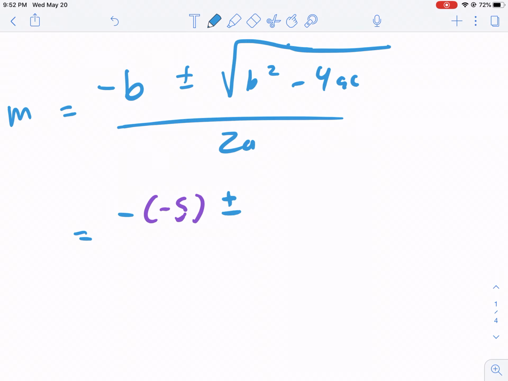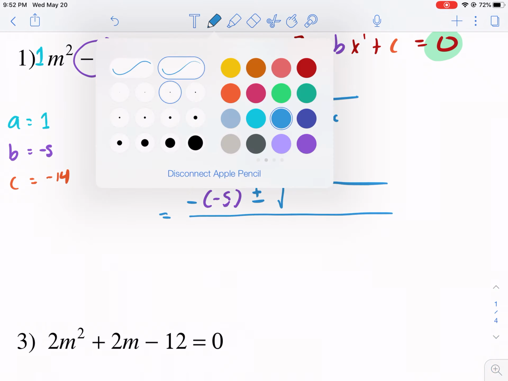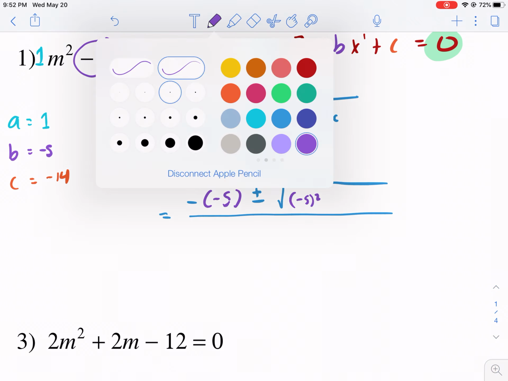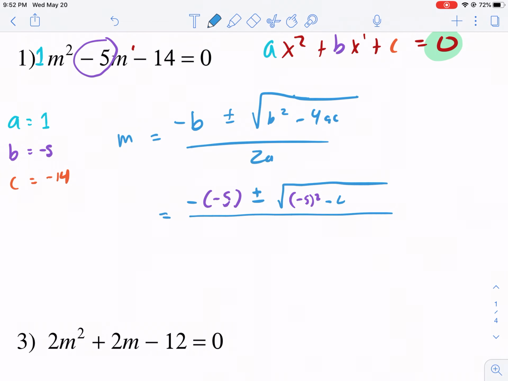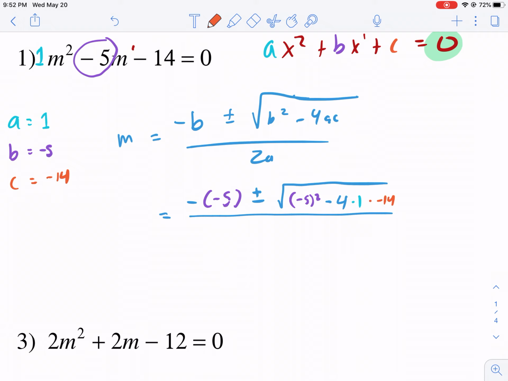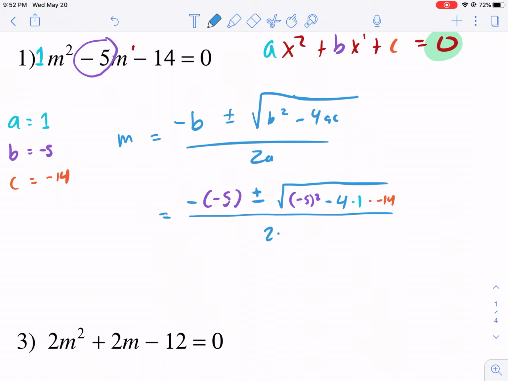Plus or minus means we could have 2 answers. The only time we have one answer is if underneath the radical it is 0, and that's not the case. Then we have b squared: negative 5, squared. Then we are subtracting 4 times 1 times negative 14. That's the top. Then on the bottom we do 2 times a, which is 1. That makes it easy.